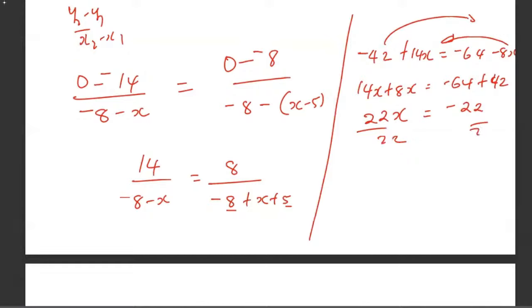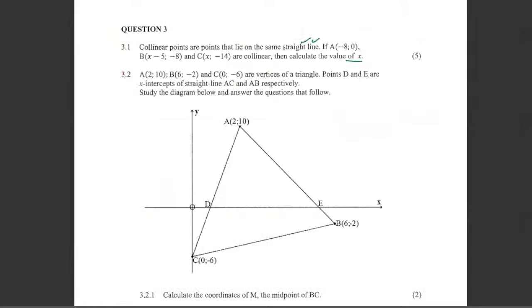Divide both sides by 22, which means x is negative 1. Wow. What a sweet question. So x is negative 1.